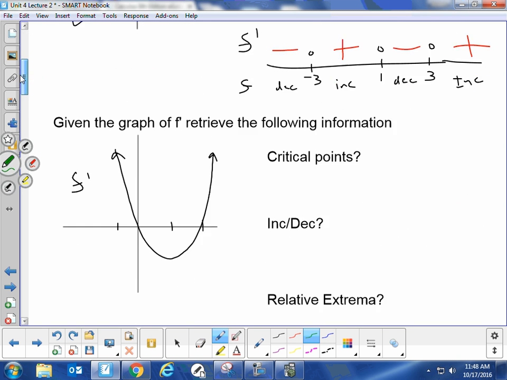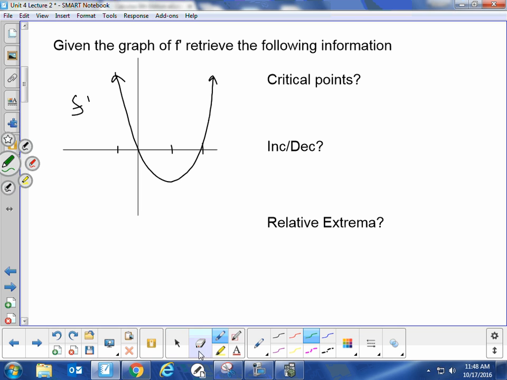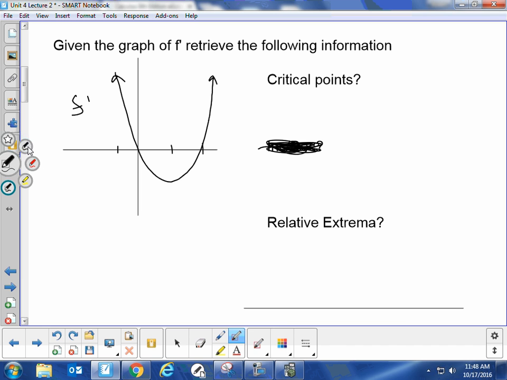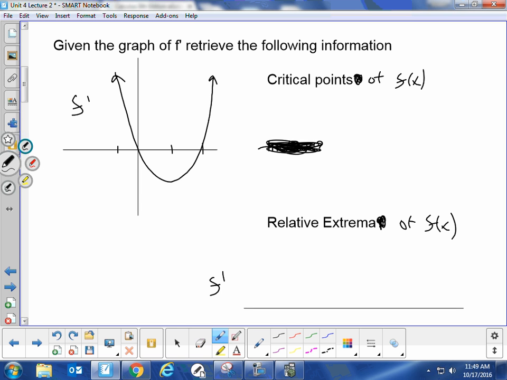Well, same question for this graph of f prime. I want you to tell me the critical points. What are they? And then tell me where we have relative extrema by creating a number line for f prime. This is the critical points of f given the graph of f prime. And then go ahead and do a decent sketch of f.